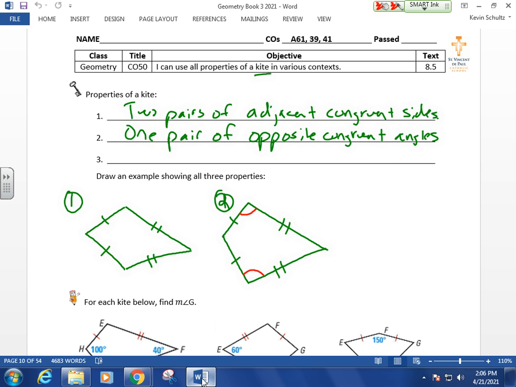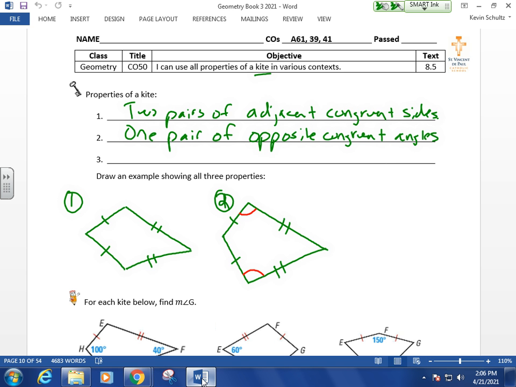And number 3, what's the third property of a kite? Anybody know? Sebastian. Let's see here. Okay. Thanks for trying, though.